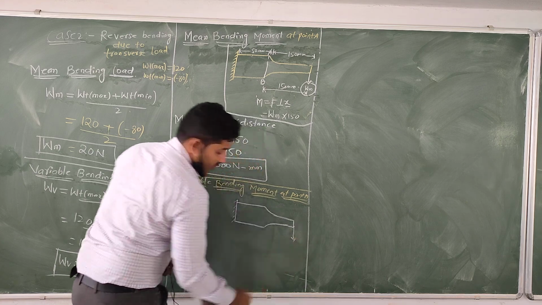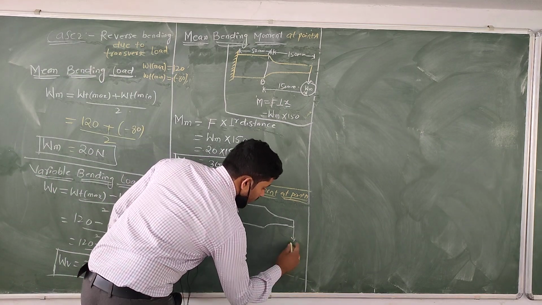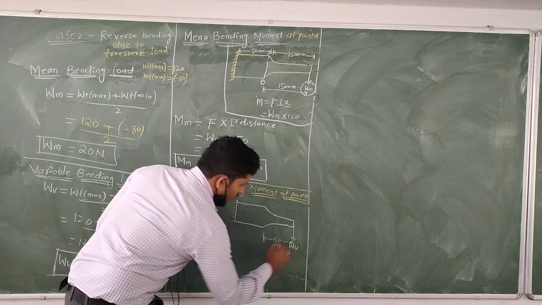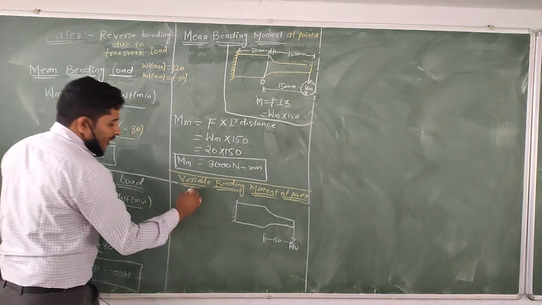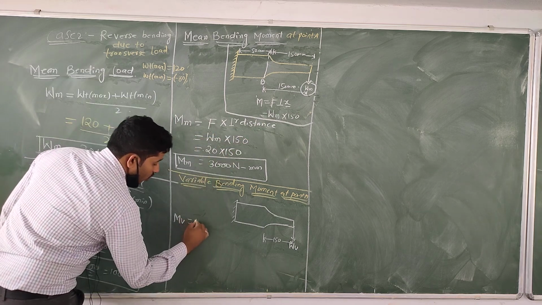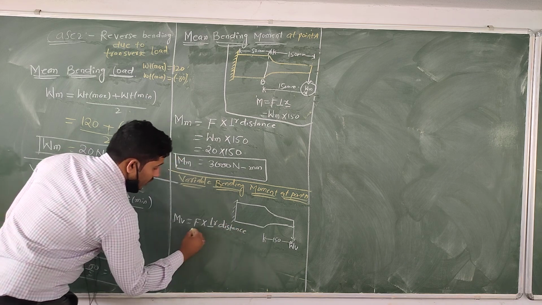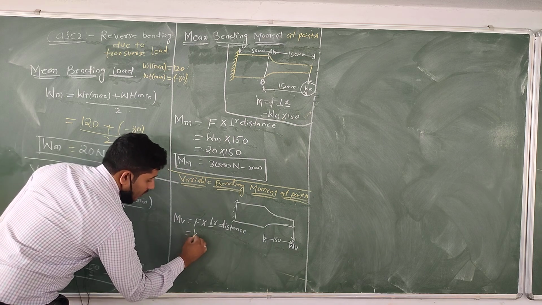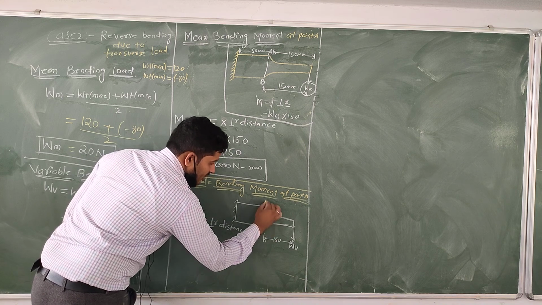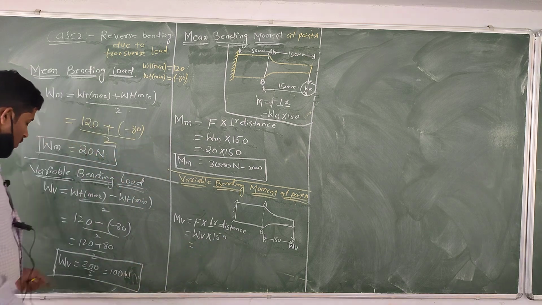Here, which load do we have to consider? Wv, the variable bending load. Wv, the distance they cover is how much? 150. So how do we find the variable bending moment here? We have to use the same formula, force into perpendicular distance. The force is nothing but Wv, the variable load, into the perpendicular distance from the A to B section. How much distance is occupied? 150. Is it right?